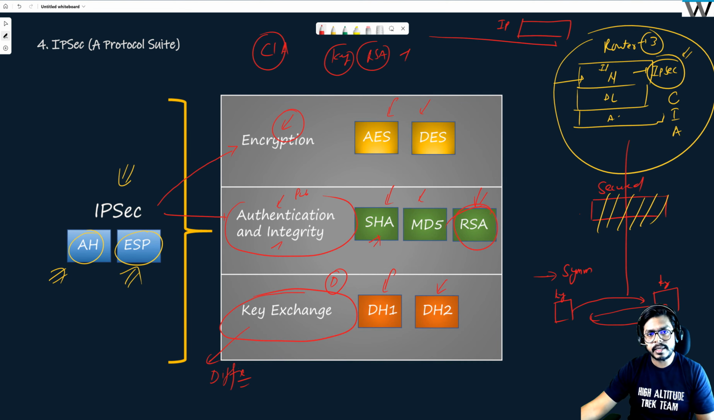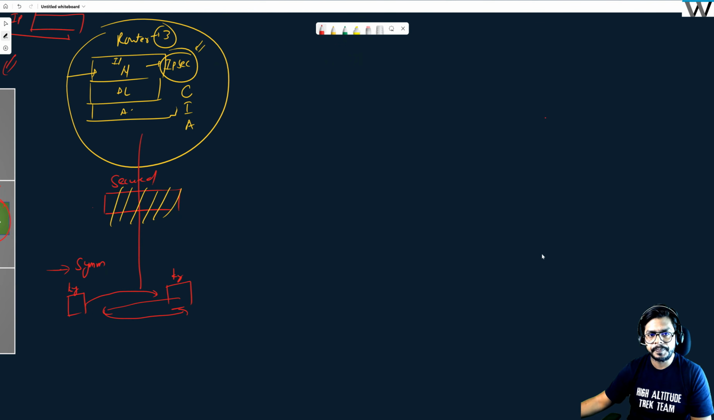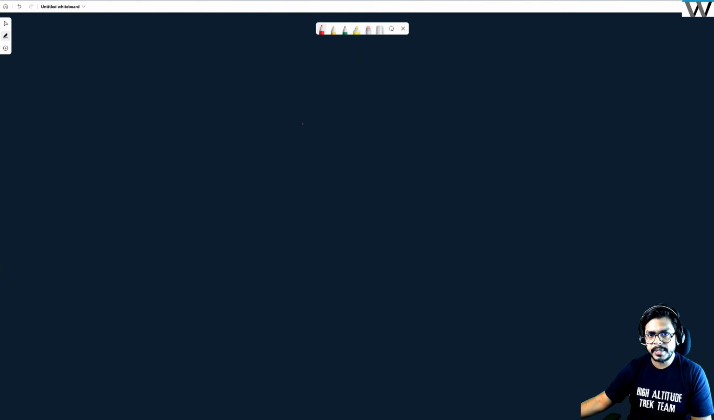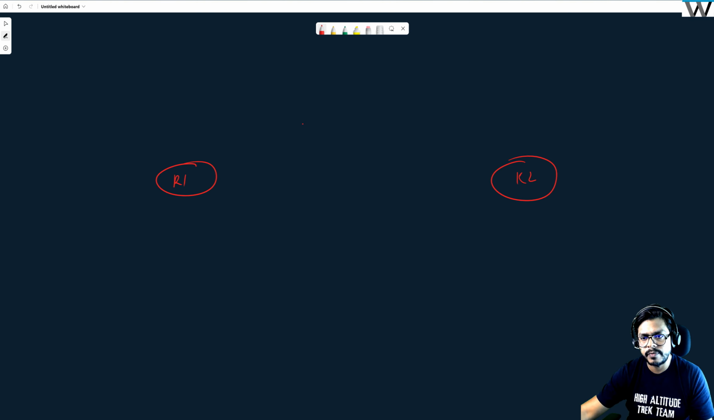But as you can see, it is not a single protocol. There are so many things in IPsec, but we will try to simplify everything for you. At the end of the day, if I talk about tunnel mode of IPsec, the goal is that we have this router 1 and this router 2, which are far from each other, maybe 1000 kilometers.